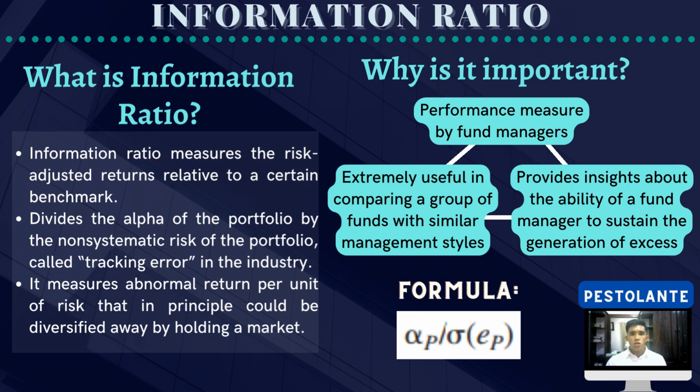The information ratio and the Sharpe ratio are similar since both ratios determine the risk adjusted return of a security or portfolio, but the information ratio measures the risk adjusted returns relative to a certain benchmark, while the Sharpe ratio compares the risk adjusted returns to the risk-free rate. The ratio aims to show excess returns relative to the benchmark, as well as the consistency in generating the excess returns. The information ratio is essential due to the following reasons.